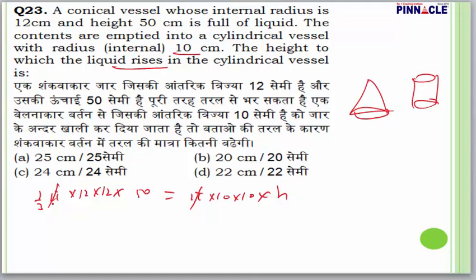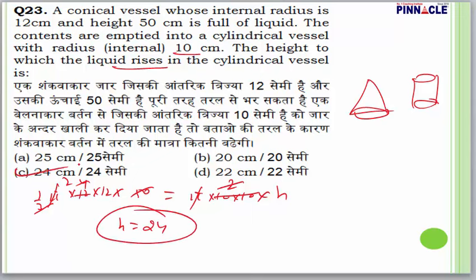You can cancel pi pi, then this should be equal to 4. 50 you can cancel with this, and the value of h would be equal to 24. Answer is C.